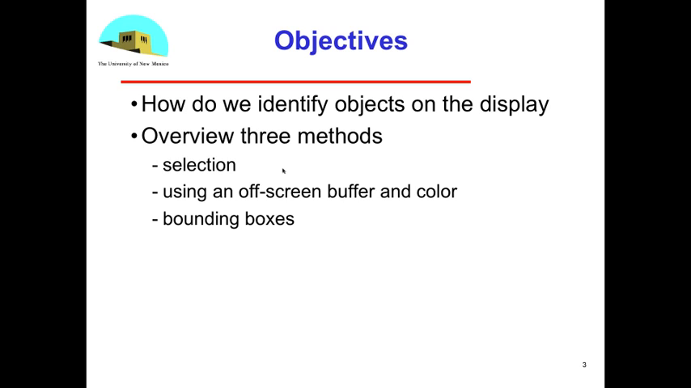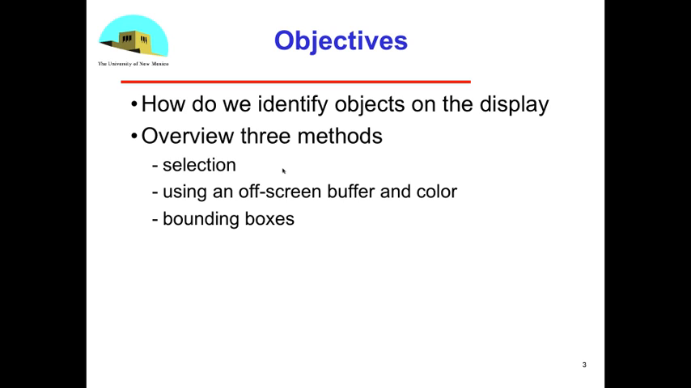Now we're going to look at three methods for doing that. One is a method called selection that was supported in the fixed function pipeline on OpenGL, and we'll talk about how it's done and the possibility of implementing it in WebGL or any shader-based version of OpenGL. We'll also talk about a very popular method, which is using a buffer and the colors in that buffer to link us to the objects that are being displayed, and a very approximate but very easy to implement method that's based on using a bounding box that the object fits into.